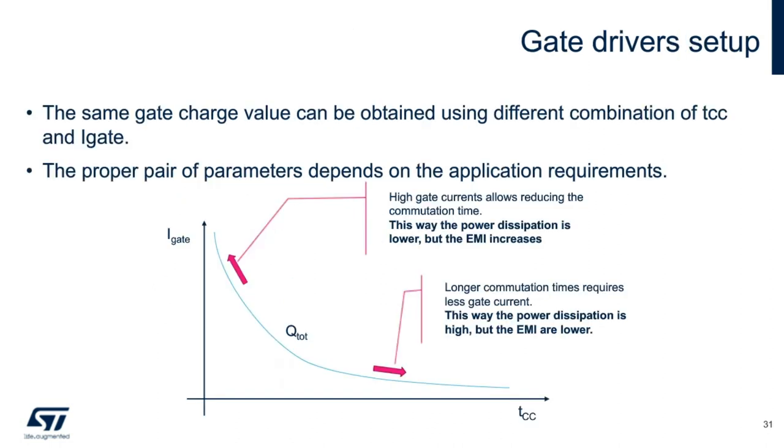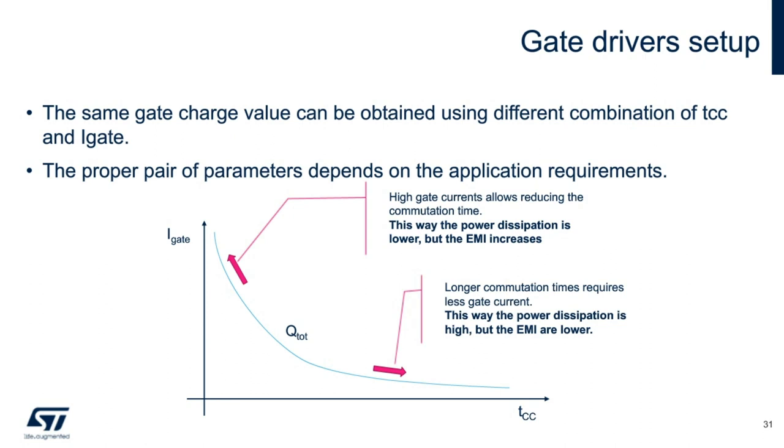The gate driver setup depends on the application requirements, and finding the right values is more complex because several parameters are in the game. The same gate charge value can be obtained by using different combinations of TCC and iGate. Both parameters, TCC and iGate, are programmable. The gate current can be set to one of the following values: 4, 8, 16, 24, 32, 64, and 96 milliamp through the iGate parameter in the GATECFG1 register. Controlled current time can be programmed within a range from 125 nanoseconds to 3.75 microseconds with a resolution of 125 nanoseconds.